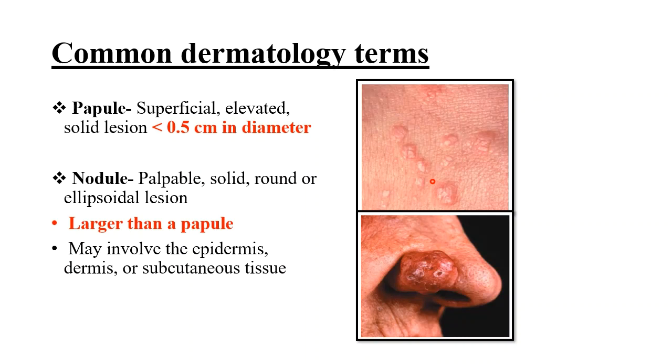Papule. These are superficial elevated solid lesions measuring less than 0.5 cm in diameter. And a nodule. It is a palpable, solid, round or ellipsoidal lesion which is larger than a papule, that is, it measures more than 0.5 cm in diameter. It may involve the epidermis, dermis or subcutaneous tissue.